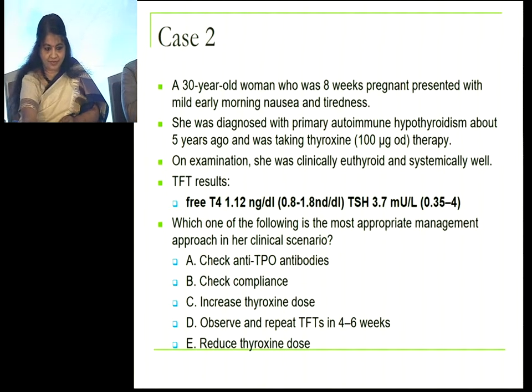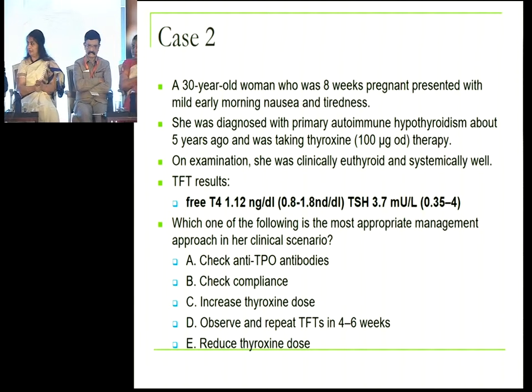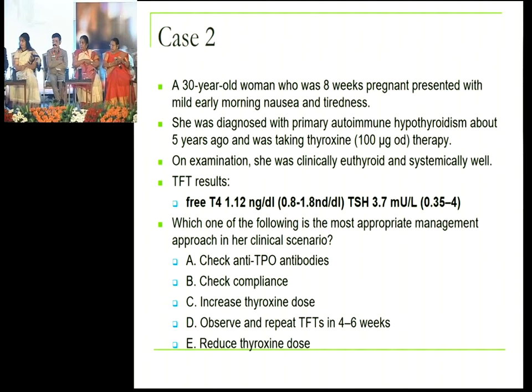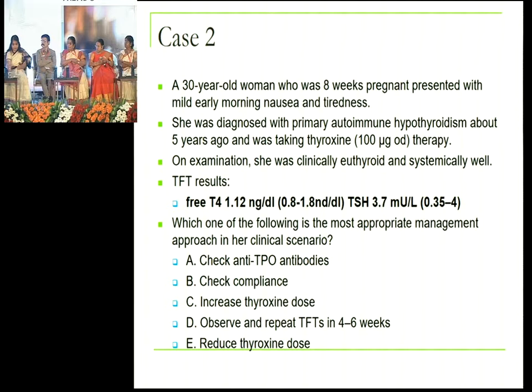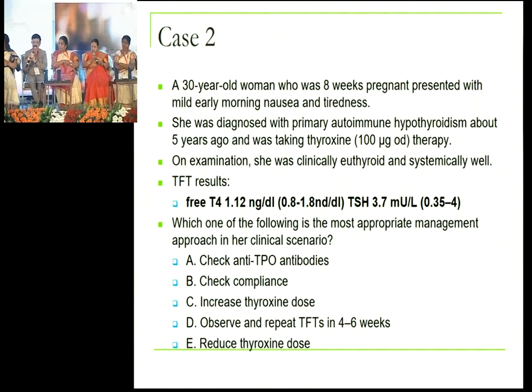So another question is, what if this lady was not hypothyroid and she presents for the first time with this first trimester specific range of about 3.7? She's not on thyroxine, not on 100 mics. So would we start her on thyroxine according to the new guidelines?